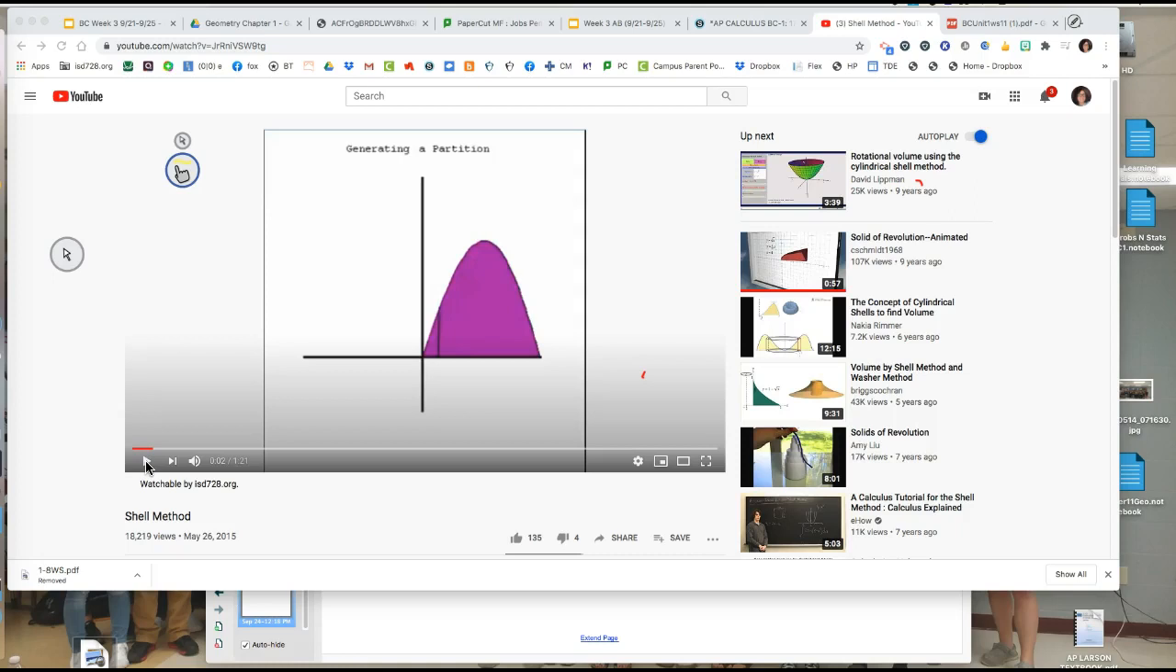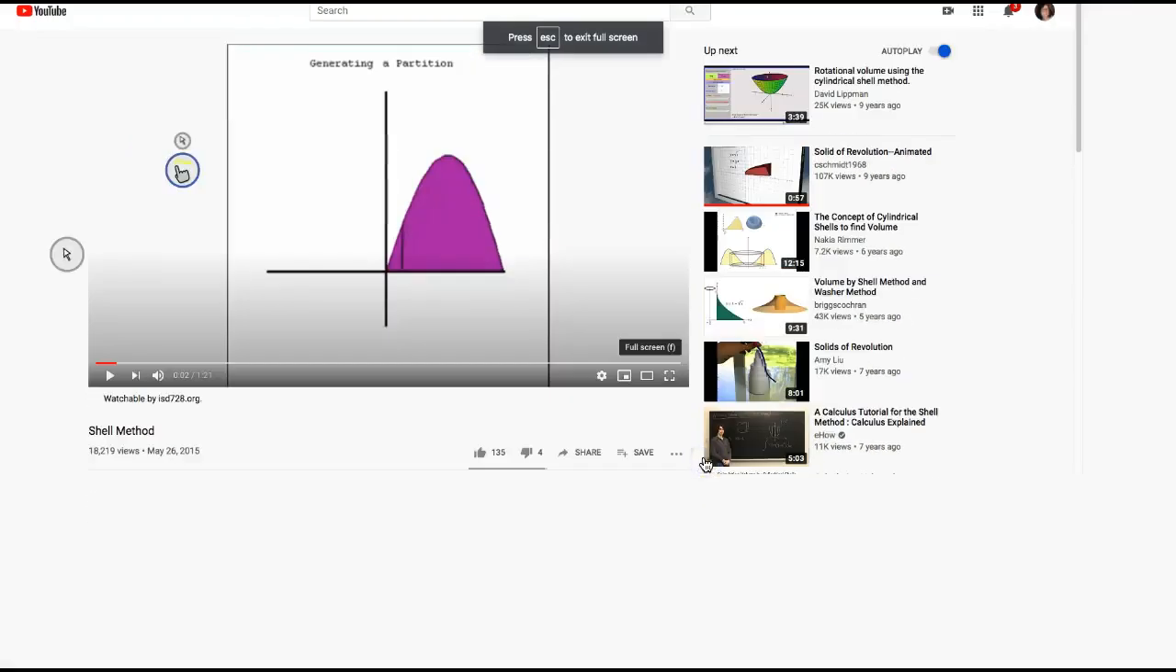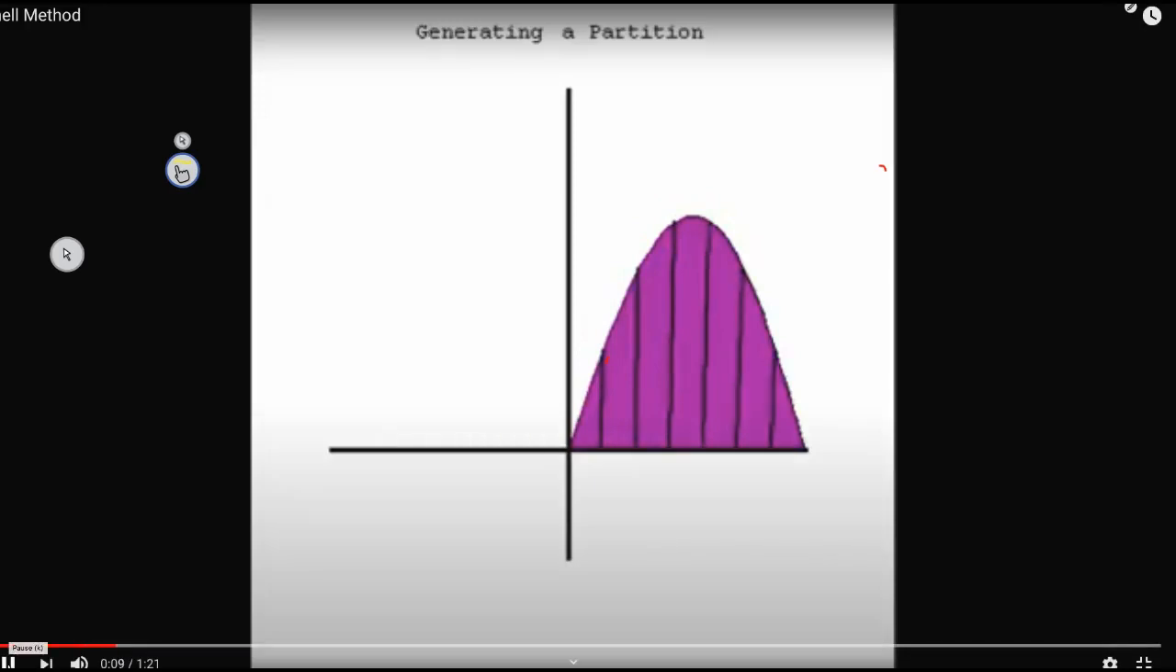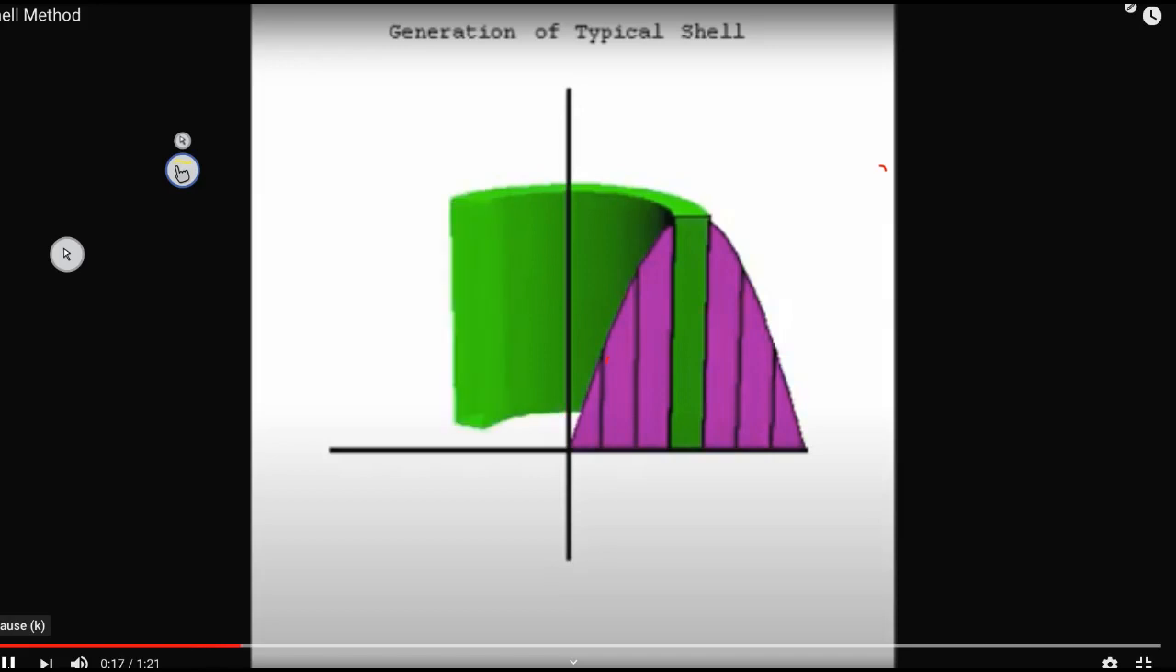So we use shells when it's easier to find your volume by going, instead of perpendicular to the axis of rotation, so we're going to picture this one up here, rotating about the y-axis. We draw a representative rectangle perpendicular. And then we still consider one of those rectangles. You'll see that one of these is going to shade in green. And you picture whipping that around the y-axis.